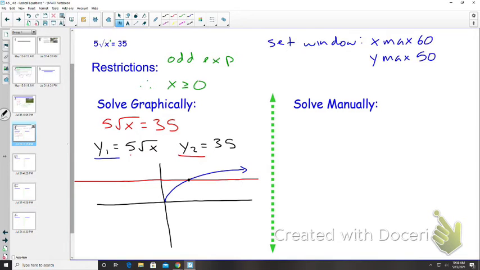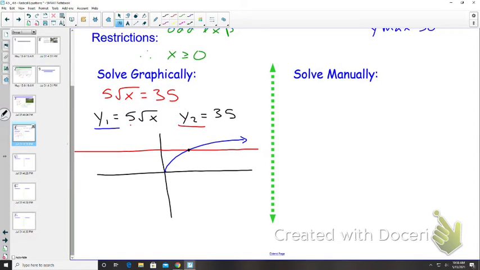Okay, so on your calculators, to find that intersection point, you need to go second and then trace, which is your calc button. Okay, and then you want to go to number 5, which is your intersect. Okay, so that is how you will enter that and solve that on your calculator. So once you do that, you will get an x value of 49.